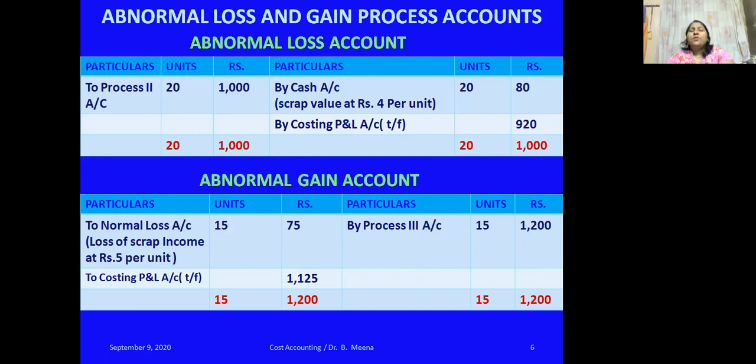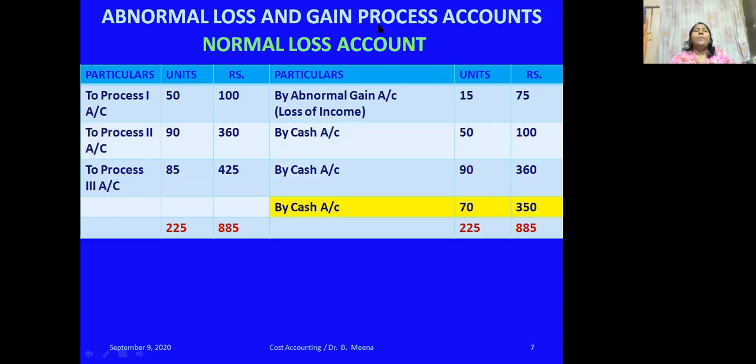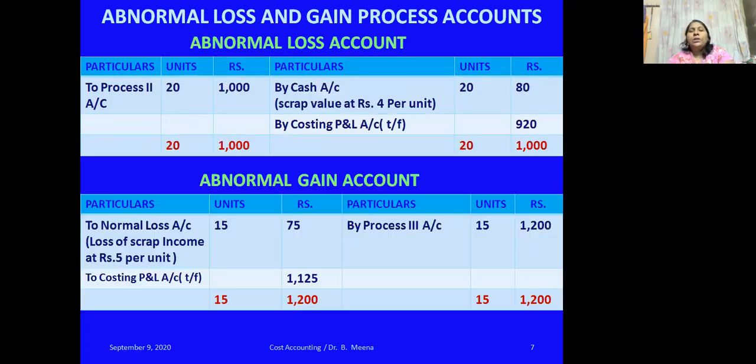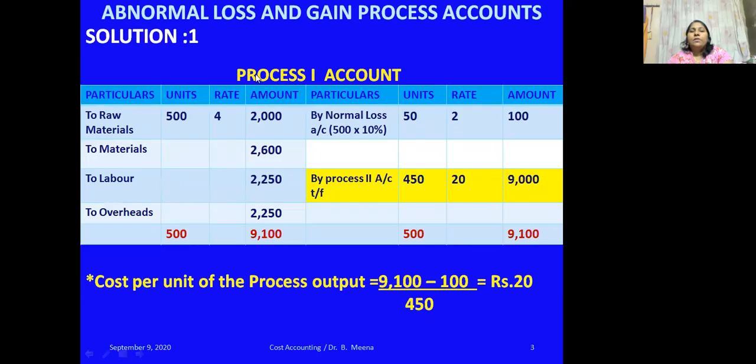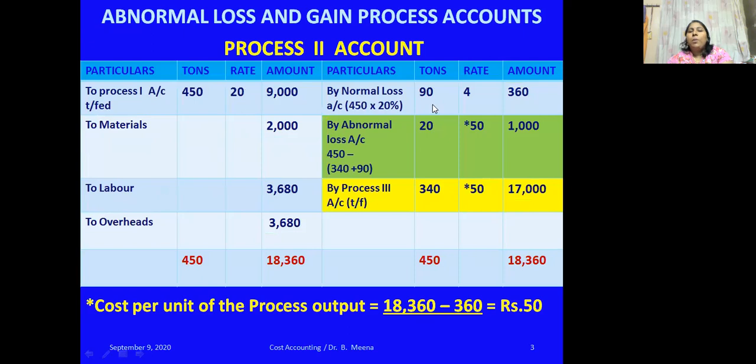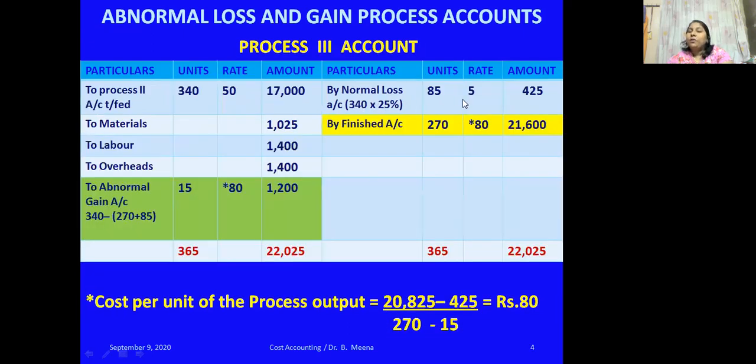Apart from this, in this problem, they didn't ask for the normal loss account. Anyway, I will teach you how to prepare the normal loss account. Whenever I'm going to prepare the normal loss account ledger, we have a normal loss in all three processes, which is credited. You can check out. So this is the normal loss in process 1, here we credited. This is the normal loss we credited in process 2. This is the normal loss we credited in process 3. So all of it is credited.